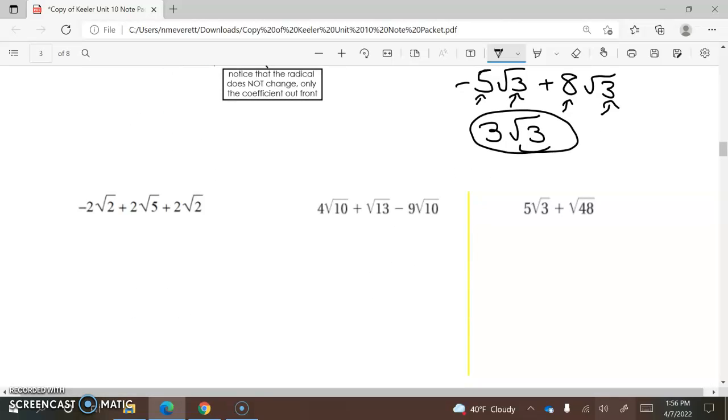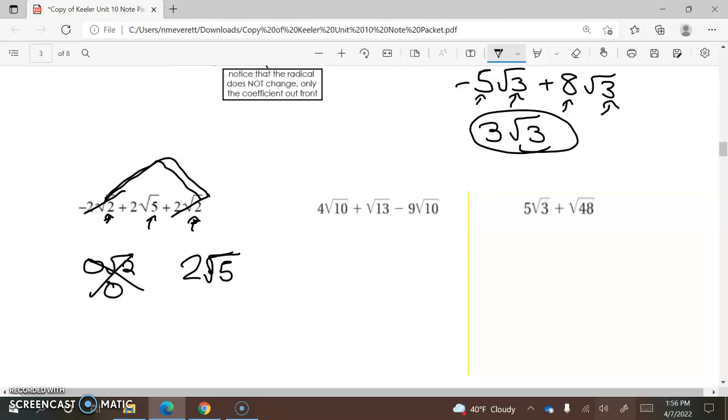Okay, so let's say, for instance, I didn't have the same radicals. For this one right here, I've got negative 2 square root of 2, 2 square root of 5, and 2 square root of 2, all right? Well, I have a common one with these 2's here, but I don't have one with the 5. So I can only add these ones here. I'm going to do negative 2 plus 2, which is going to be 0 square root of 2. And what's 0 times square root of 2? 0. So they'll just cancel out. There's nothing I can do with that 2 square root of 5, and I can't break it down, so that's all I can do with that.